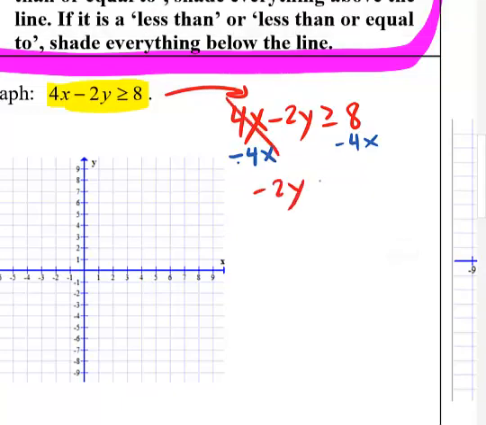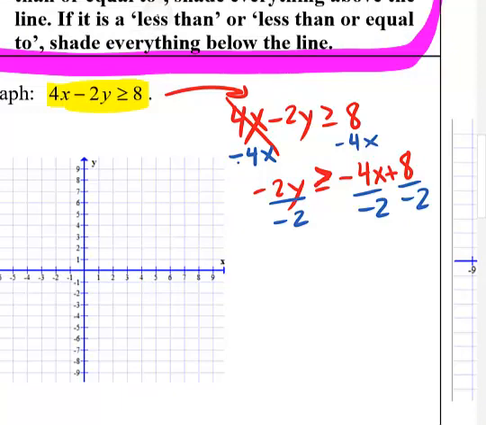-2y is greater than or equal to... And I could write 8 minus 4x or -4x plus 8. I think I'm going to go with the latter because, like it says, I'm going to want to use the slope and y-intercept here. So I want it to look more like y equals mx plus b. And then the last step would be divide both sides by -2. Every single term, since there are three terms, all three of them get divided by -2.